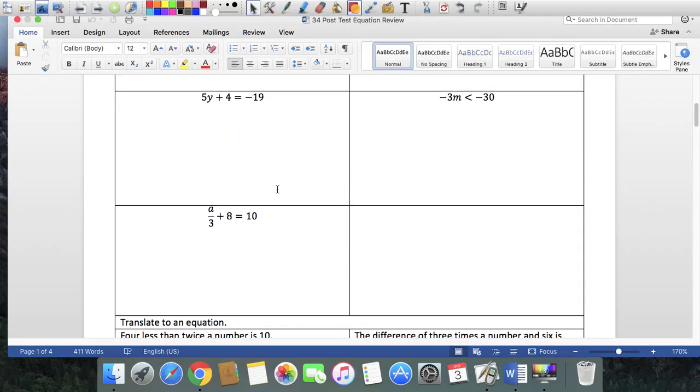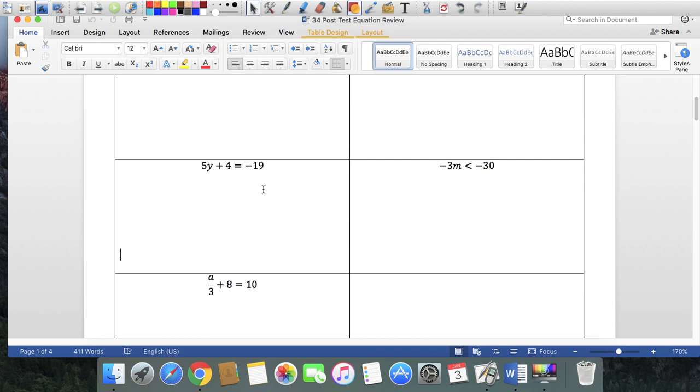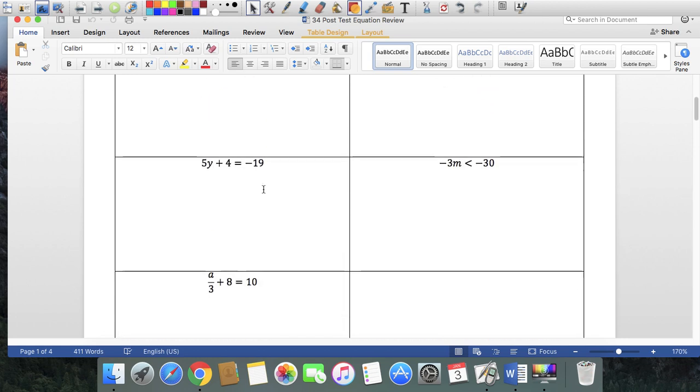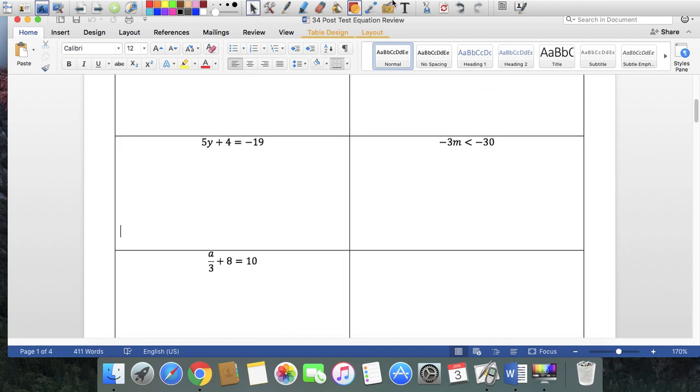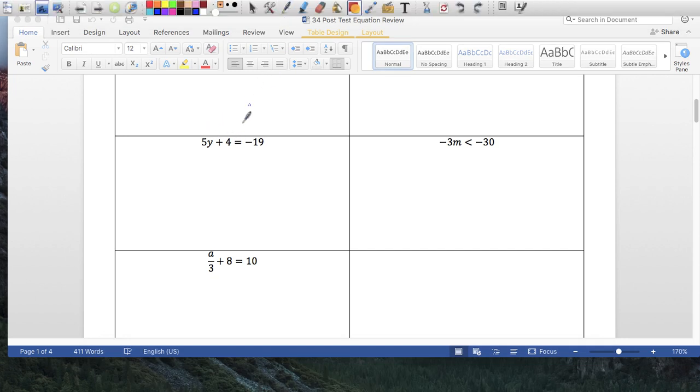Let's move on. Now these are, really? Only equations. I thought there'd be some inequalities. Shame.